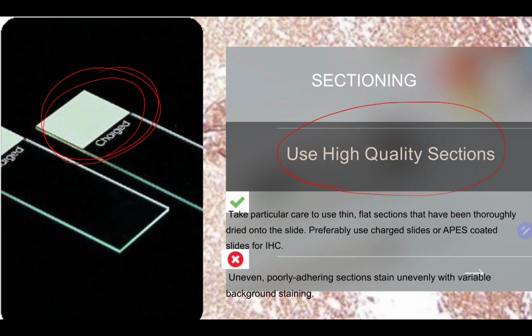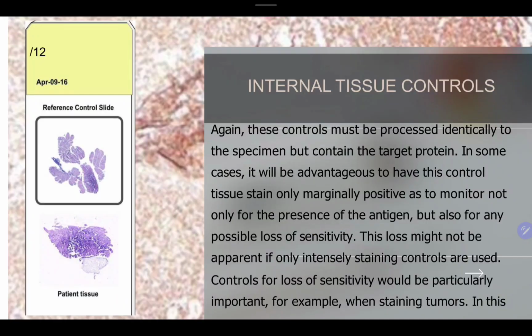Charge slides tend to be much stronger than a regular slide, and mas makapit po kasi ang charge slide. Mas magkapit po yung sample if charge slide yung gamit natin. Take particular care to use thin, flat sections that are thoroughly dried onto the slide. Preferably use charge slide or APES coated slides for IHC. Kasi nga pag hindi, pangit po talaga siya. So ang charge slide, maybe may word na charge, or meron yung iba na may nakalagay lang na plus. Medyo mas expensive po ito sa normal na glass slide natin.